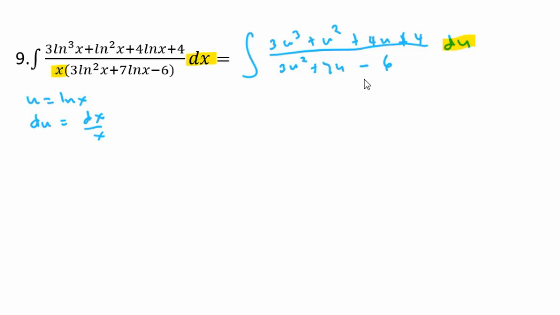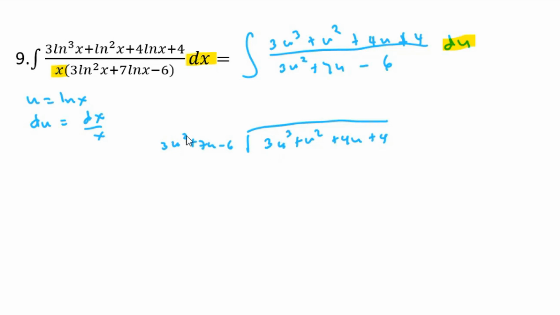So after letting u equal to ln of x, then we can now divide this one because the power of the numerator is greater than the power of the denominator. So dividing that one, I can write here now 3u cubed plus u squared plus 4u plus 4 divided by 3u squared plus 7u minus 6. So focus first on the first term.